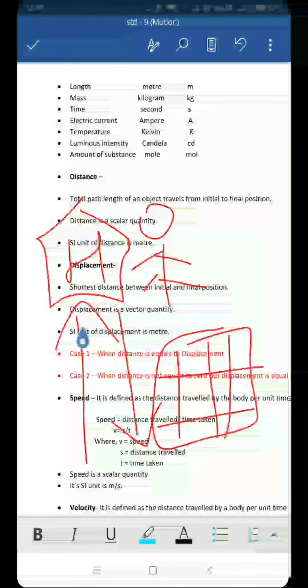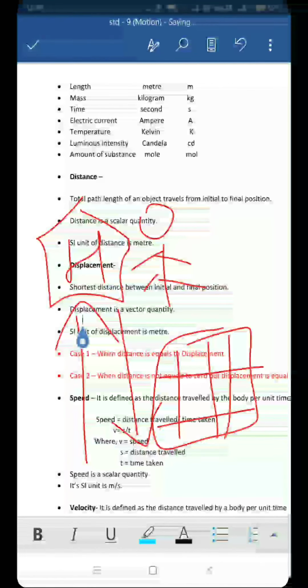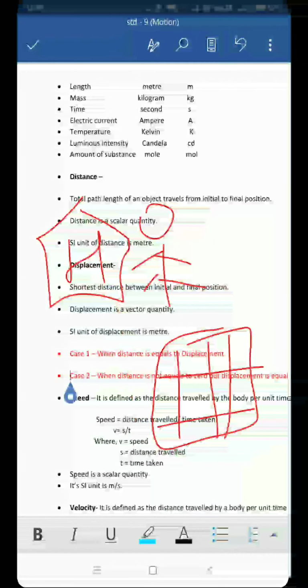So what is the distance here? The total path covered by the boy, that is AB plus BA, right? Or you can say 2AB, right? So here what will be the displacement? We know that according to the definition of displacement, the shortest distance between initial and final position is called displacement. But here the initial position is home and the final position is also home, so therefore displacement equals 0, right? If the initial and final position are the same, then displacement will always be equal to 0.